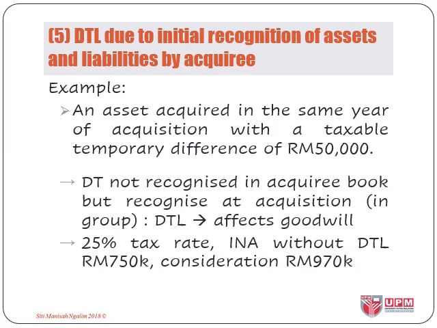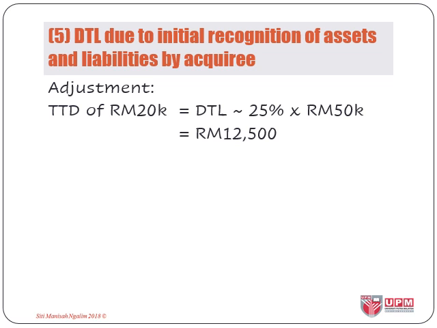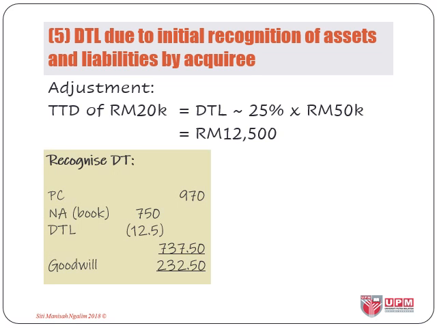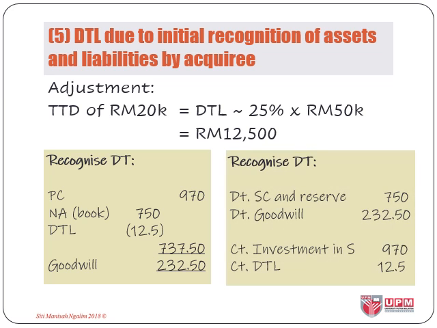For example, say we have a taxable temporary difference arising from an asset that is just recognized in the year of acquisition. And using the same example as before, we have a tax rate at 25%, identified net assets without the DTL for that particular asset of 750,000, and consideration of 970,000 ringgit. The amount of deferred tax liability will be 12,500 ringgit. Thus, the adjusted goodwill will be 232,500 ringgit. And when we eliminate the cost of investment and recognize goodwill, we will need to also recognize the deferred tax liability of 12,500 ringgit.